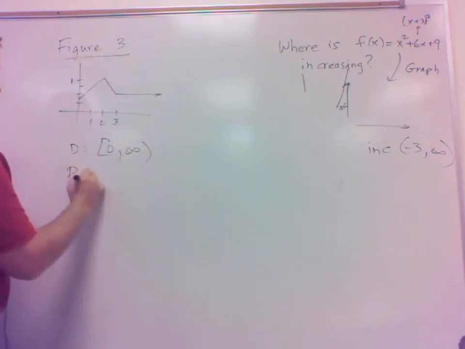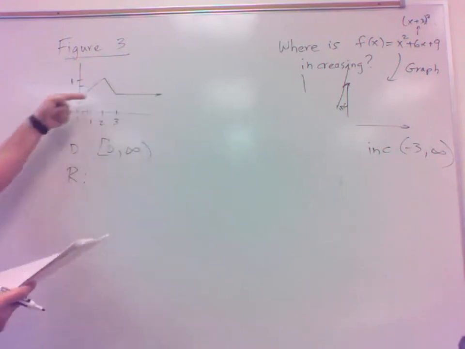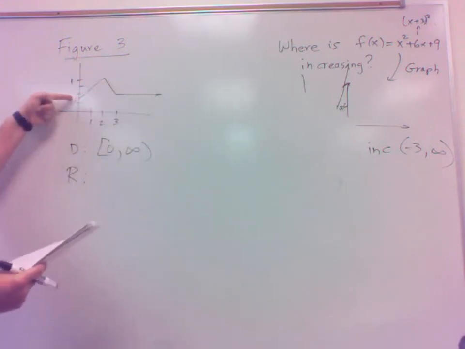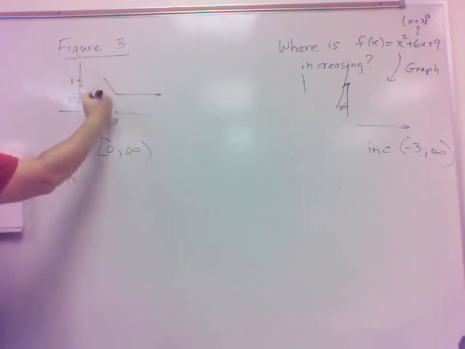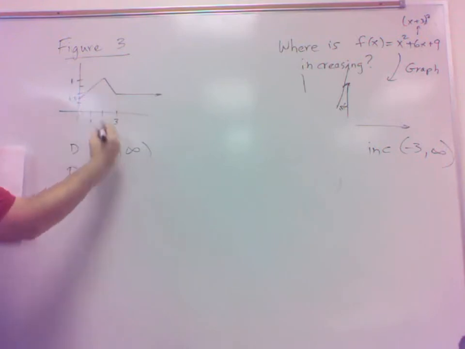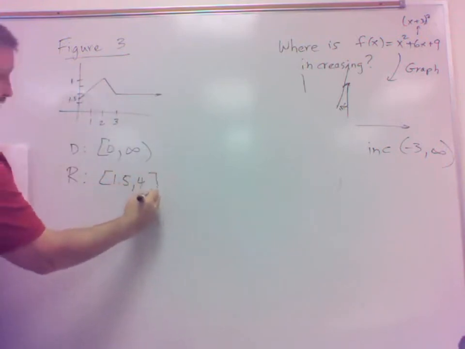The range, well, this line doesn't drop any lower than that, does it? So it looks like 1.5 starts my range and it goes to 4. The y values are all between 1.5 and 4, isn't it? Is that what y'all say? Okay.